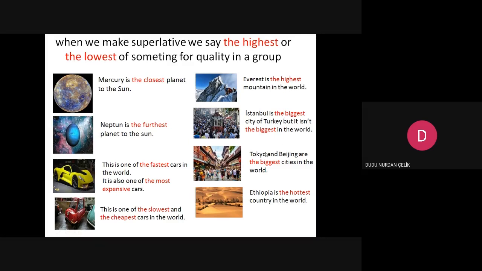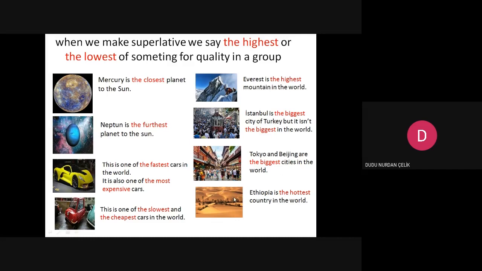So, which are the biggest cities? Here we have got a picture. It's about Tokyo. Tokyo and Beijing are the biggest cities in the world. There are a lot of big cities, but Tokyo and Beijing are the biggest, the most crowded, with a lot of people. They are the biggest cities in the world.